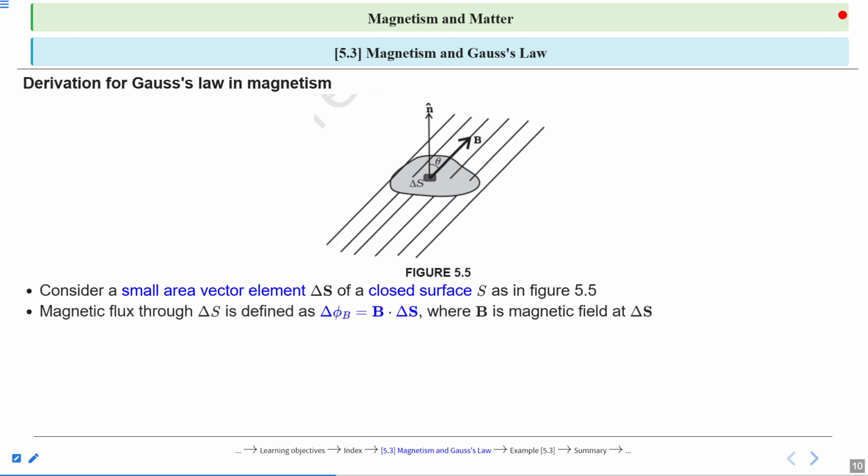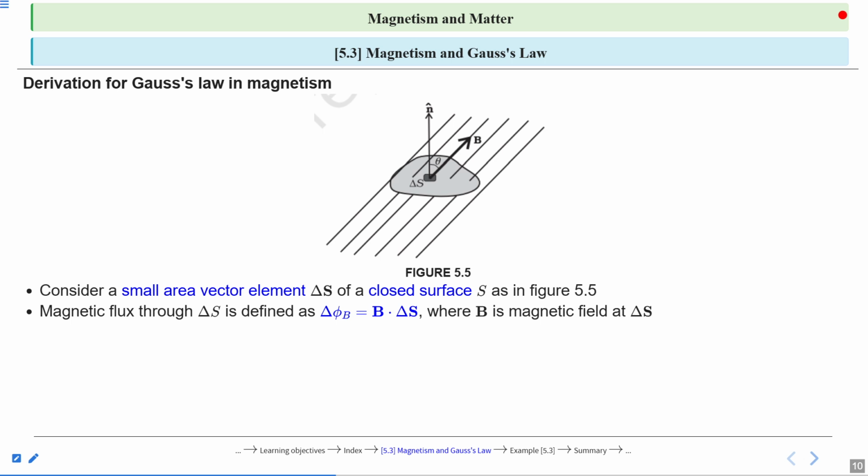Magnetic flux through this delta S is defined as delta phi B. The delta sign is there because we are calculating it for a small area element, not for the whole surface. Initially we do this because the surface is irregular. We cannot determine the surface area directly; we can only determine it by using integration. So we have to take a small element over which the surface is continuous and regular.